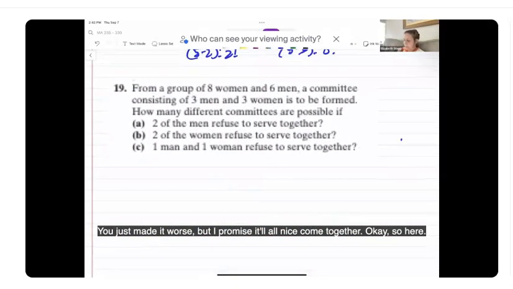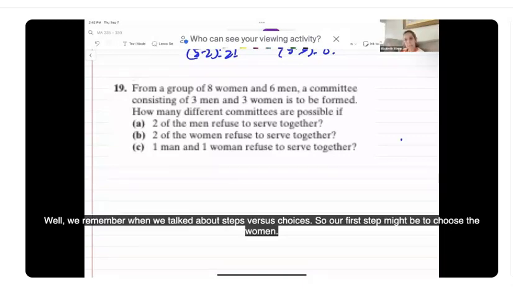Okay, so here, from a group of 8 women and 6 men, a committee consisting of 3 men and 3 women is to be formed. So if I just asked you how many committees of this form would be, so don't even look at A through C. Well, remember when we talked about steps versus choices. So our first step might be to choose the women.